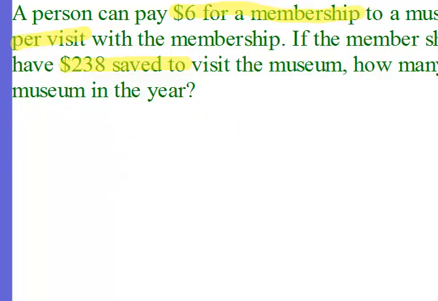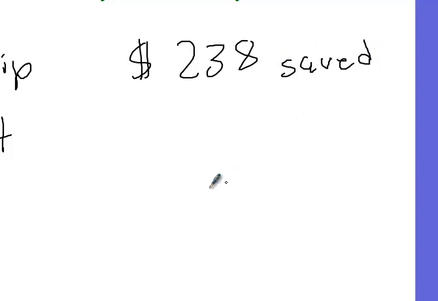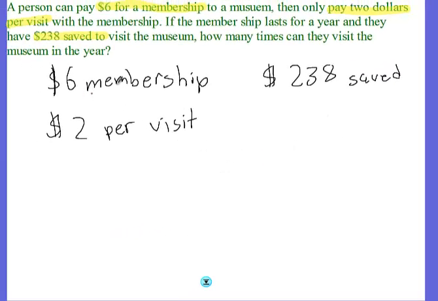All right, so let's just write down some of the stuff we have. And labeling everything is one of the most important things when it comes to word problems. That way you don't have to keep looking back into the word problem. You can just reference what you wrote down, what information you brought out of the word problem. And then we have $238 saved. Okay, so what we see here is that we have a $6 membership fee, $2 per visit, and $238 for the museum for the year.